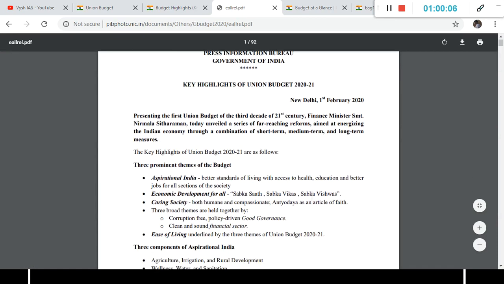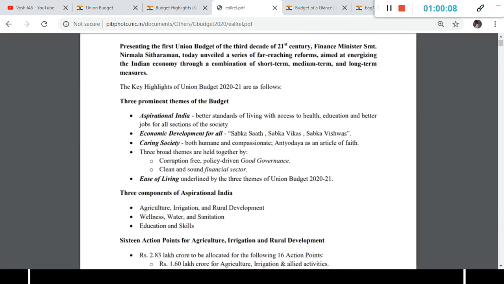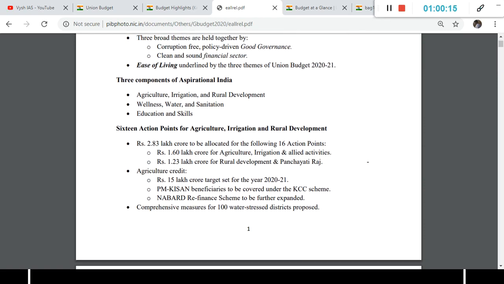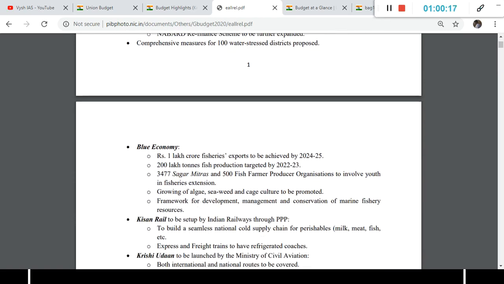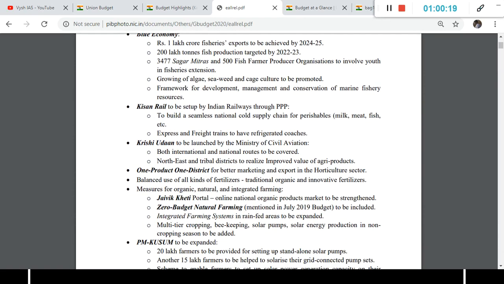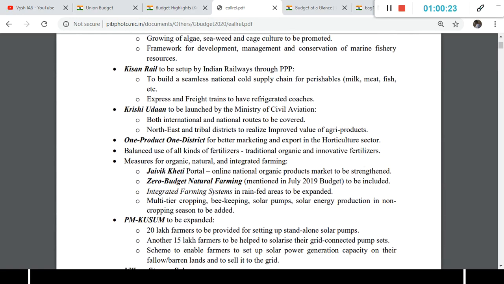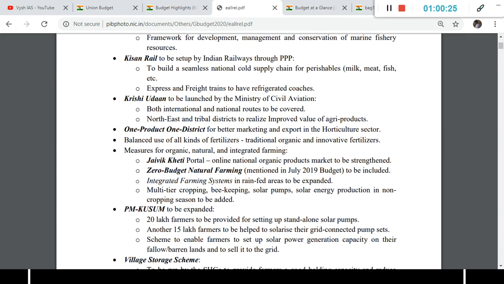So here if you see, they have given bullet points like this. But in other places they will not give it like this. It will be like Nirmala Sitharaman speaking in a dialogue format. Here they have given you the exact pointers. The 16-point action plan for agriculture, blue economy, Kisan Rail. I will try to make a different video where I explain these schemes actually. But if you see this, there's nothing else to explain. Okay, they have given three bullet points about everything.